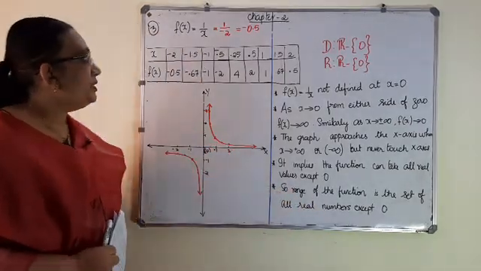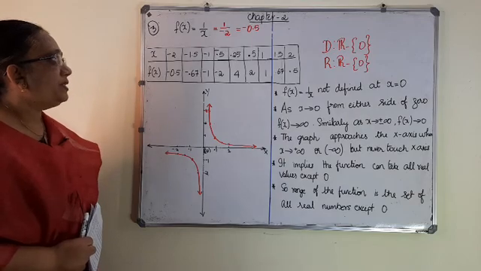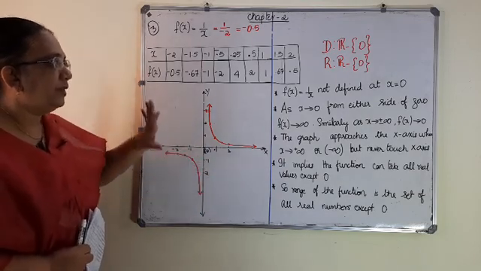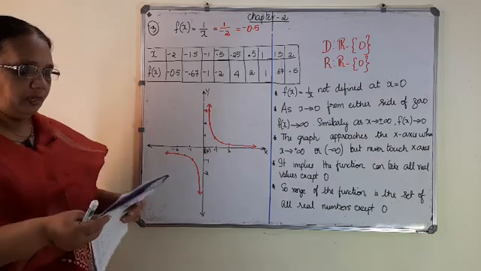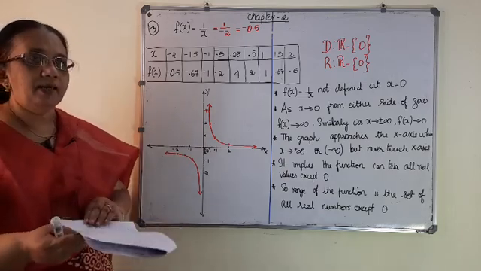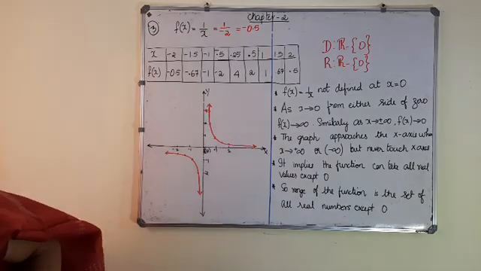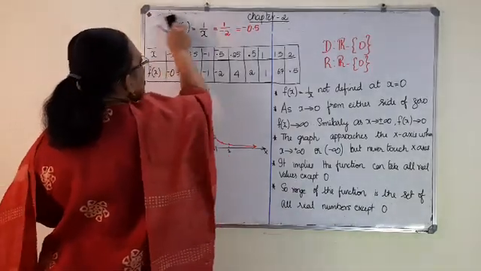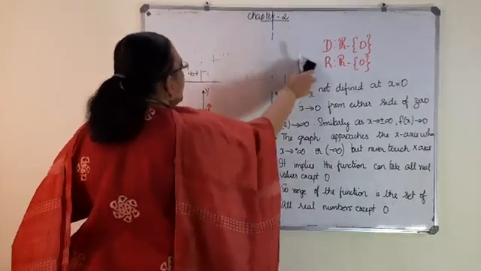So these are the features of the graph f of x is equal to 1 by x: the shape of the graph, the domain and the range. I hope it is very well clear to you. Now, next we will study another graph, the fourth graph, the modulus function graph.